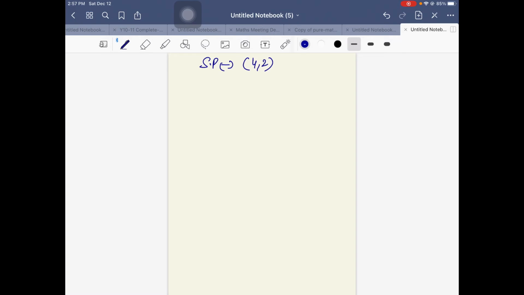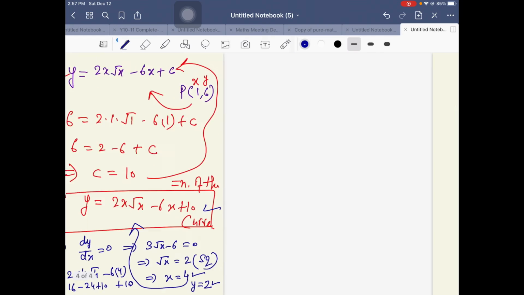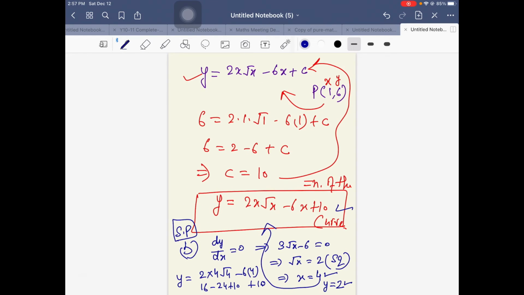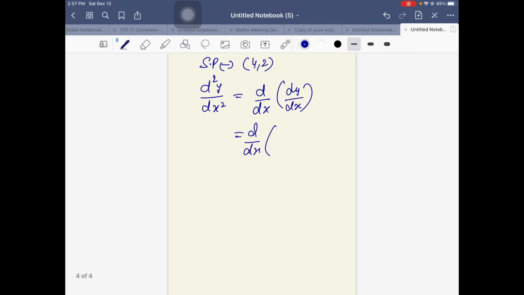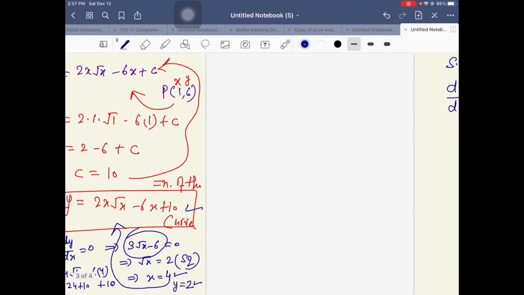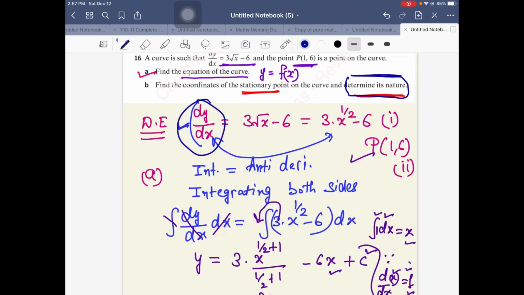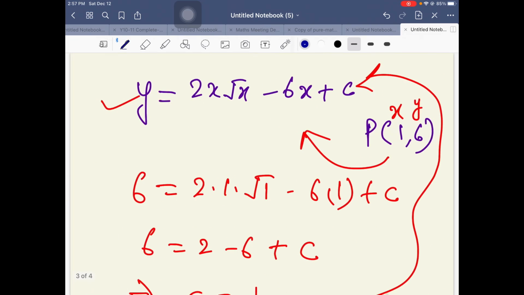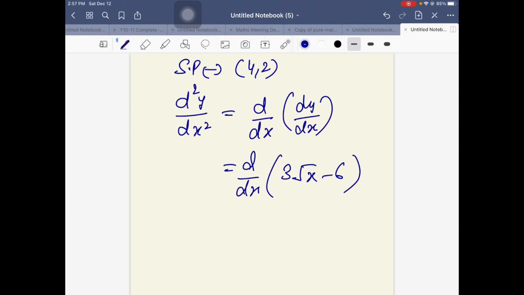For that, we need to find the second derivative, d2y/dx2, which is the derivative of the derivative. The first derivative was 3 root x minus 6. So the second derivative means the derivative of 3 root x minus 6. Root x is x power half.